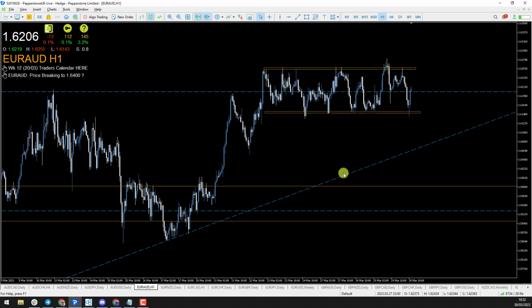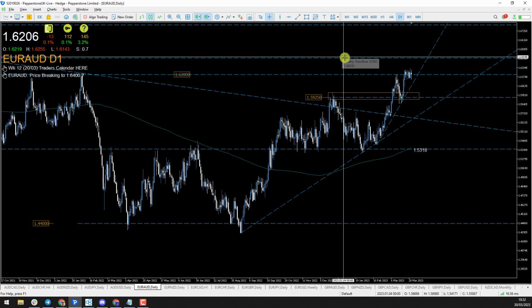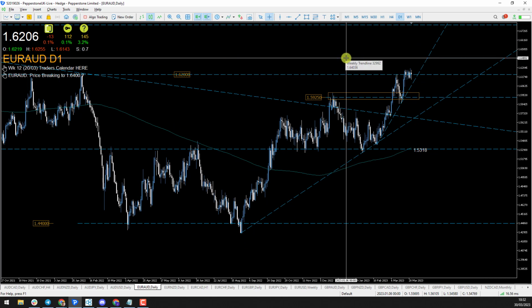So unfortunately for me, I haven't got involved in that move yet, but I've still left my order there just in case price does come back down, wants to retest and then continue to the upside. So I will hold that for a couple of days. If it doesn't reach it, I'll cancel it over the weekend and then look to replace it on Monday, because we are looking to see if price will head up towards the next level of resistance at the 1.64 handle.